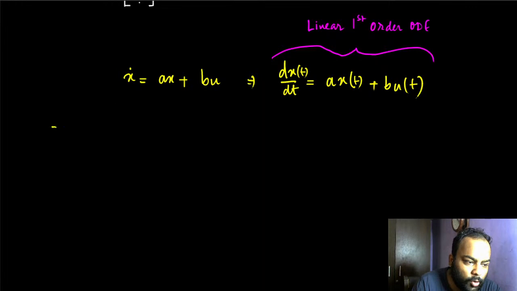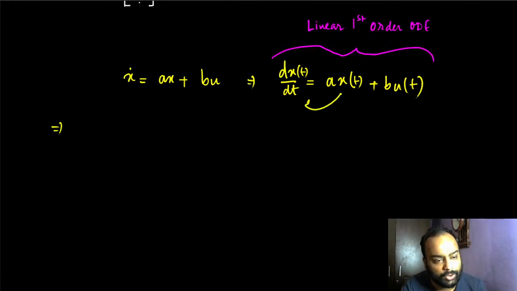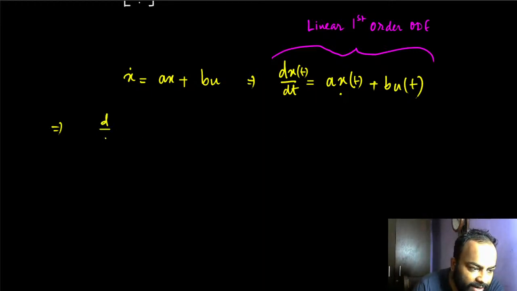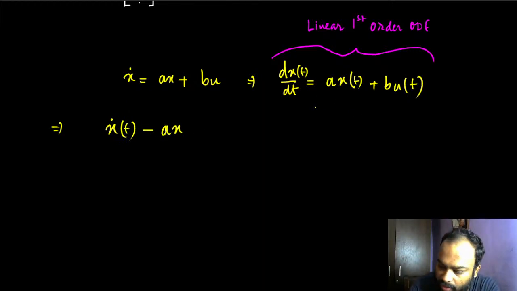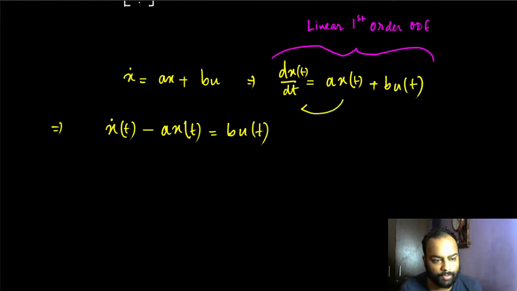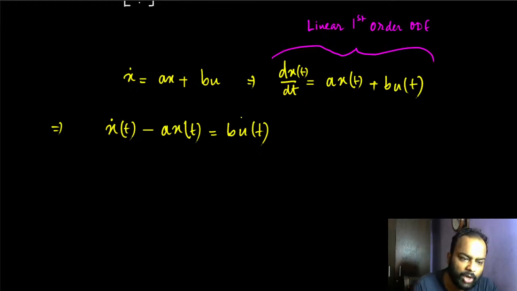And you probably know how to solve this differential equation. Let me bring this to the left hand side. This is the derivative, let me write it as x dot, minus ax(t), and that's equal to bu(t). So I just brought this to the left hand side here. This is a very simple first order ordinary differential equation, and solving this is not a very challenging task.